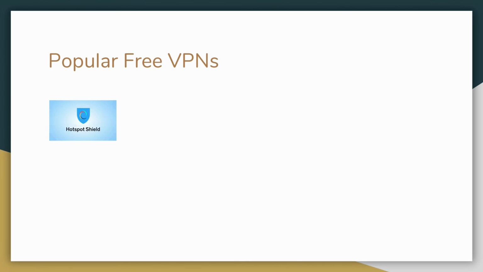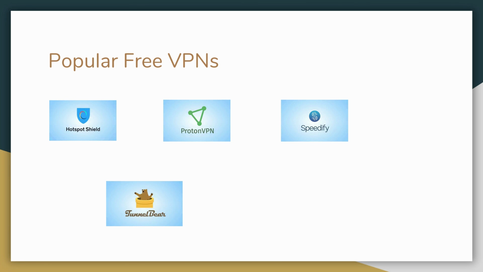So now finally, let me tell you about the most popular VPN applications or software which you can use in 2020. So popular free VPNs. The first one which you can use is Hotspot Shield. The second one is Proton VPN. Also we have Speedify and TunnelBear, and finally we have Windscribe. So these are the popular VPNs which you can use in 2020 in your system to maintain your privacy and access any website without having any risk of your personal info being exposed to the entire internet.